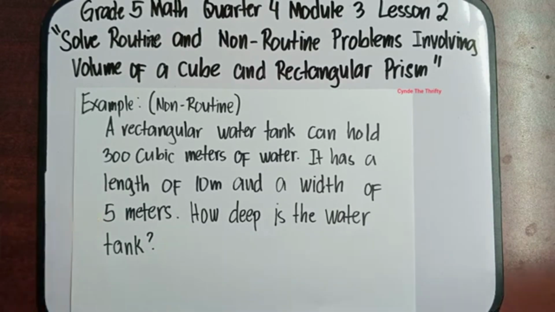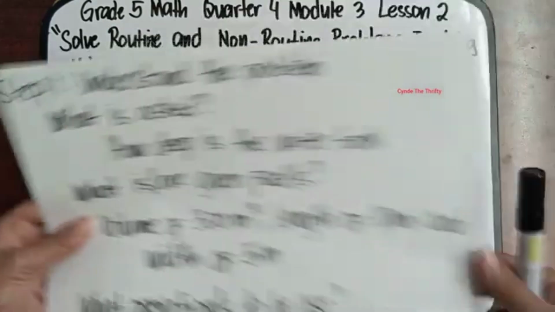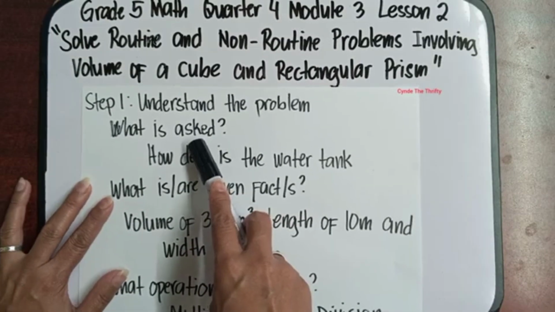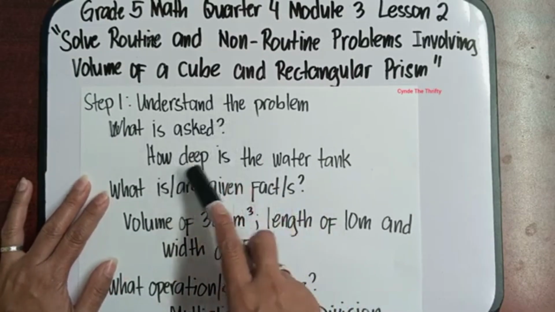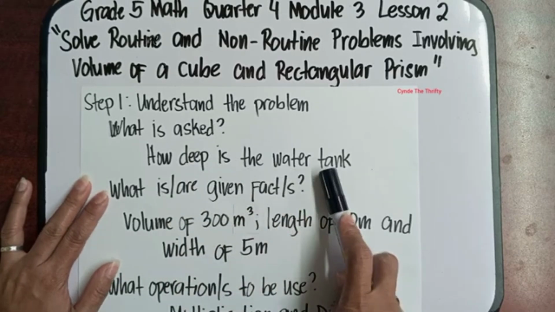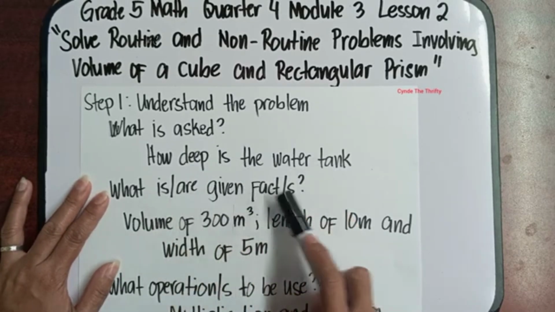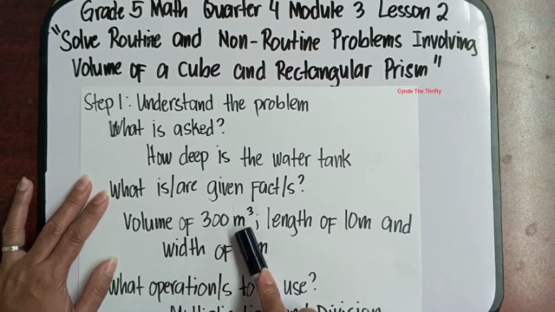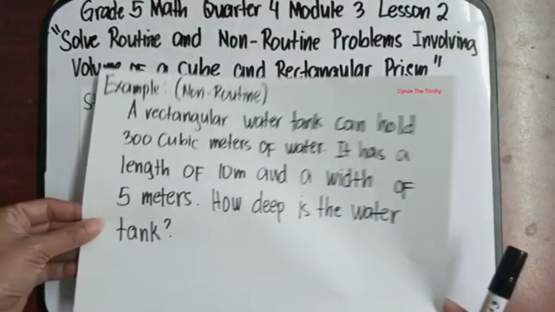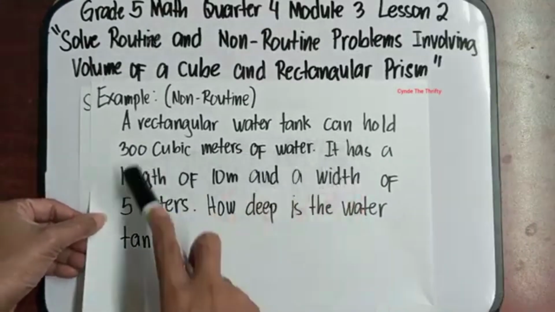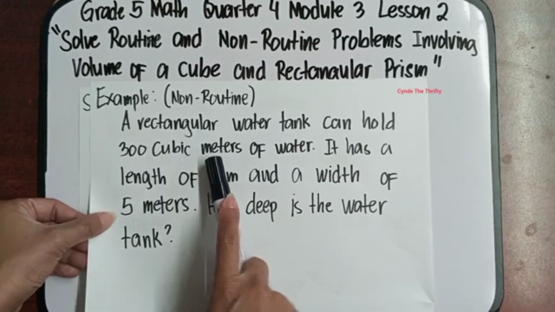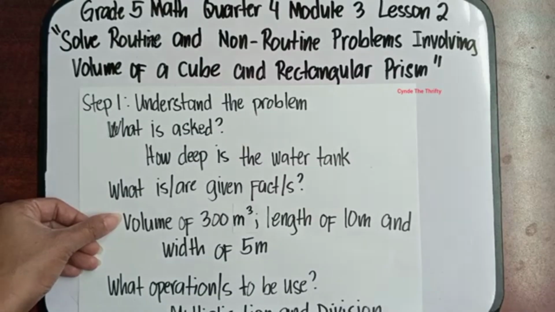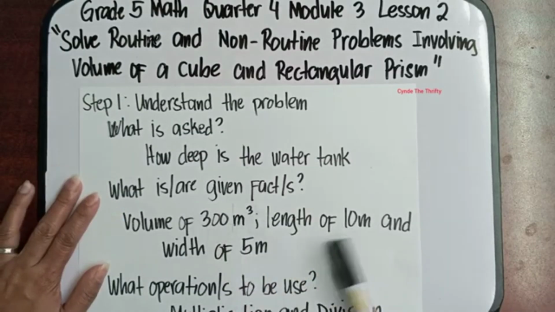Okay. So, ano yung step natin? Step 1 natin is understand the problem. What is asked? Ano yung hinahanap natin? Ang hinahanap natin is how deep is the water tank? And then, what are the given facts? Ang given natin base sa problem is ang volume of 300 cubic meters, ang length na 10 meters, at ang width na 5 meters.